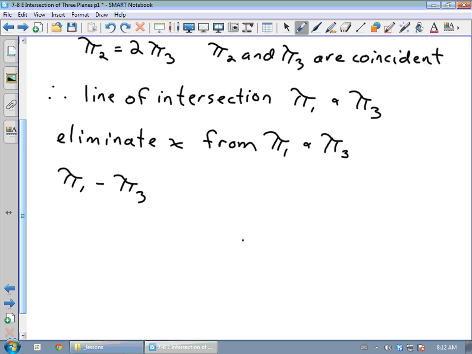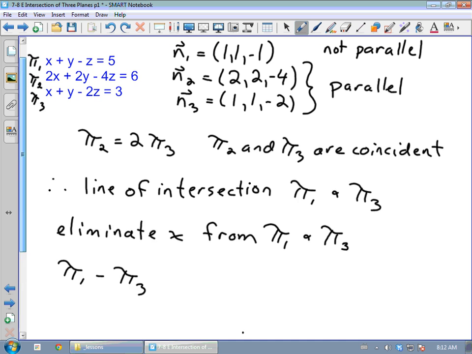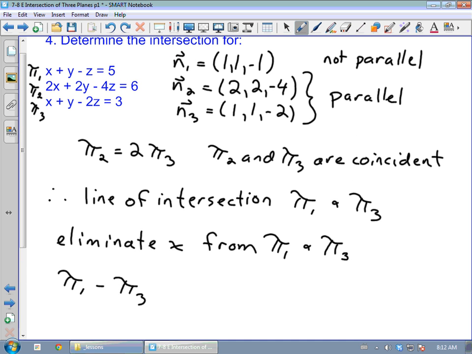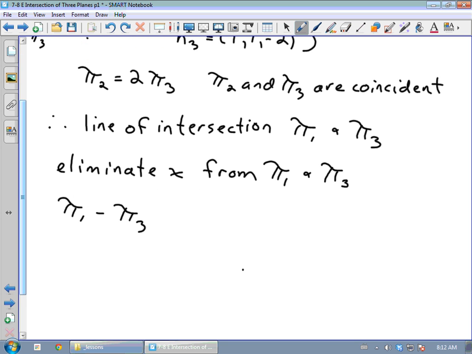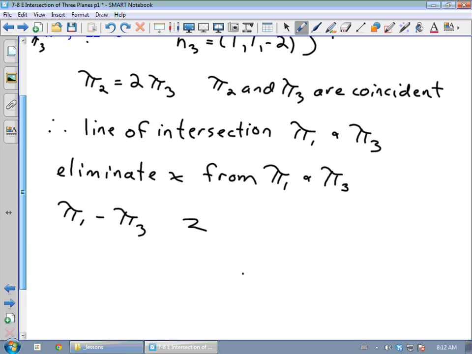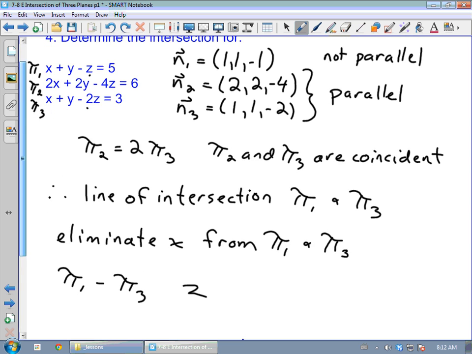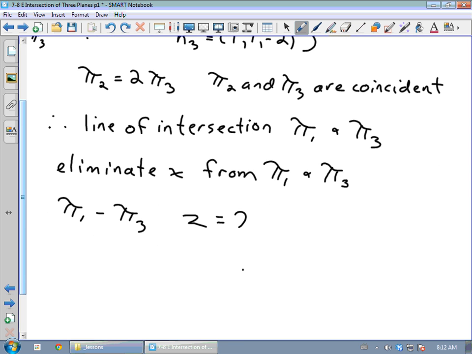When we do that, what we notice is that our x's are going to cancel, our y's are going to disappear as well, and we're just going to be left with z components. So we're going to have negative z minus negative 2z, so that's just going to give us a positive z. And if we do 5 minus 3, that's going to give us 2. So the first relationship we have is z equals 2.